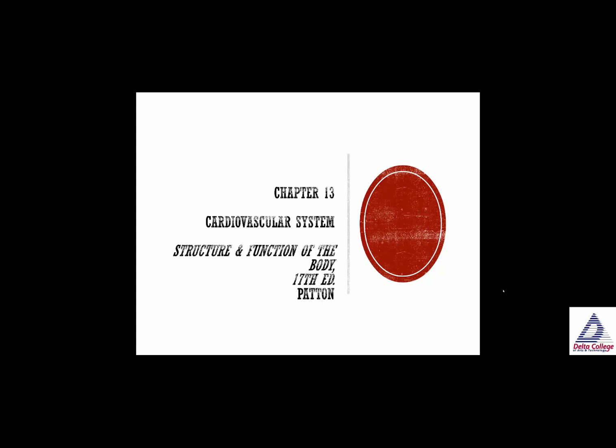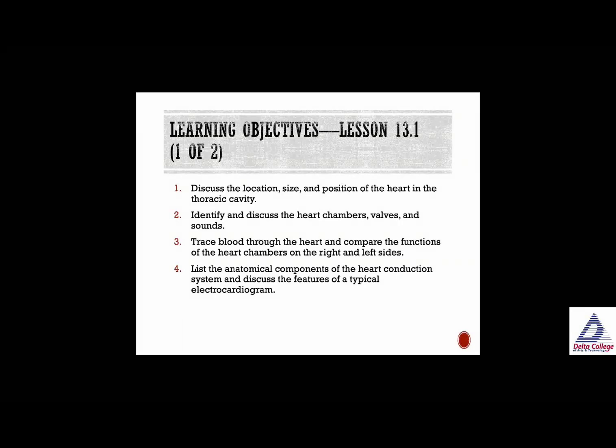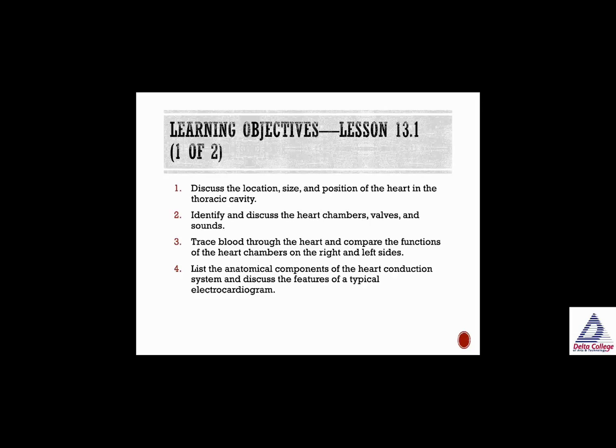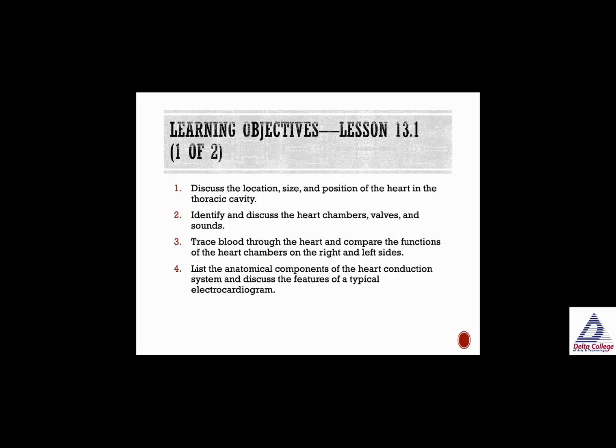We're going over chapter 13, the cardiovascular system. Learning objectives for this chapter are to discuss the location, size, and position of the heart in the thoracic cavity, identify and discuss the heart chambers, valves, and sounds, trace blood through the heart and compare the functions of the heart chambers on the right and left sides, list the anatomical components of the heart conduction system and discuss the features of a typical electrocardiogram known as an ECG or an EKG.